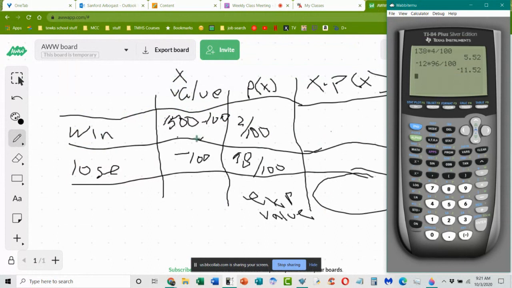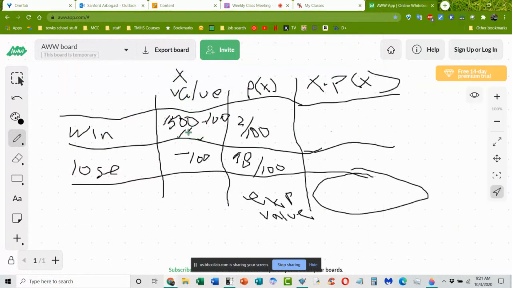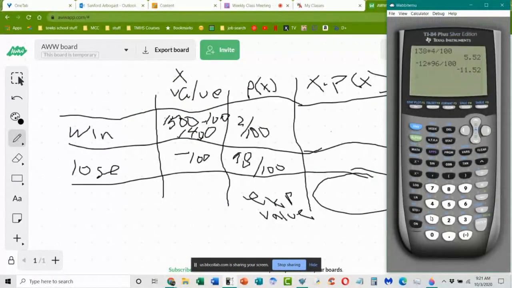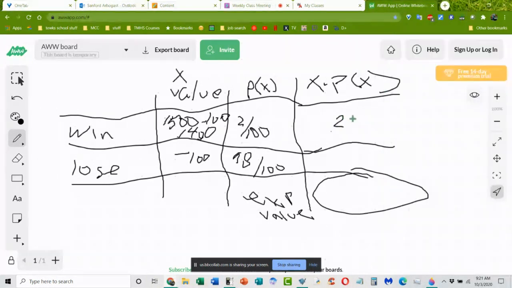So this is 1400, as I'm trying to make my math easy. So I have $1,400 times 2% is 28. And this one obviously is negative 98. So in this case, we would lose $70.